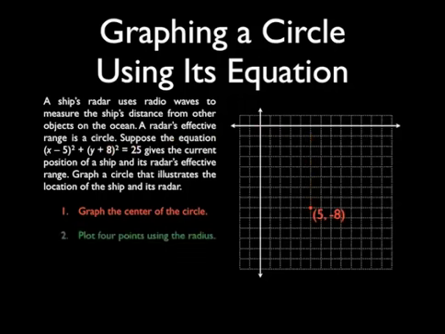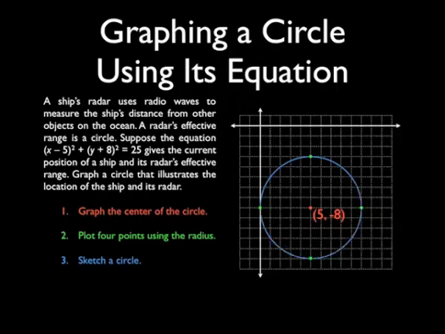Now we're going to plot 4 points using the radius. Our radius here is 25. So you take the square root of that, that's 5. So from the center of the circle, we will count up 5. We will count to the left 5. We will count down 5. And we will count to the right 5. And those are 4 points that are on the circle. So now we can use those 4 points and sketch arcs connecting them to create a circle. Boom. And how hard is that?